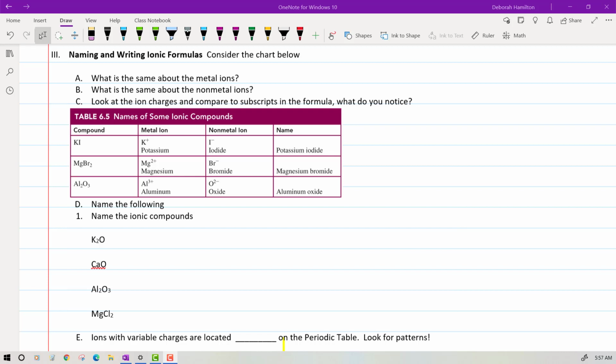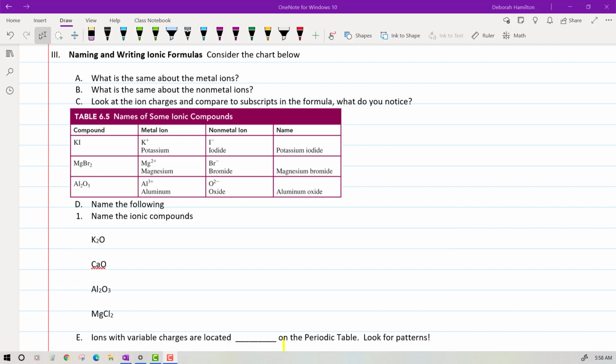All right, in the previous video, we took a look at how to write a formula using the subscripts, using the charges on ions that become subscripts behind the elements that are involved. We'll concentrate more on naming as well as writing some formulas, but mostly naming on this one.